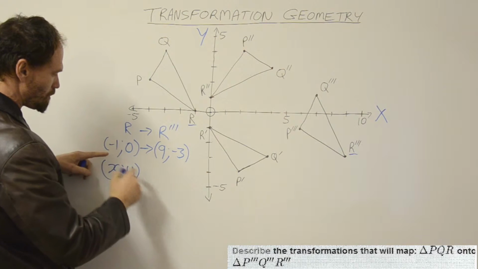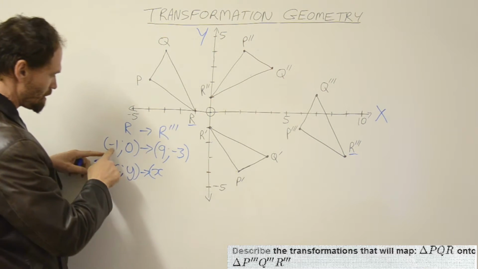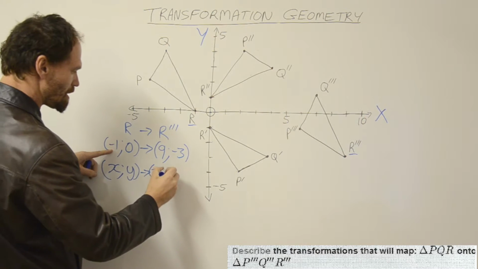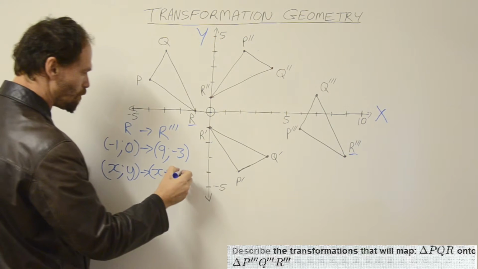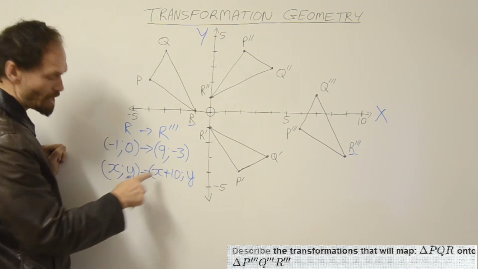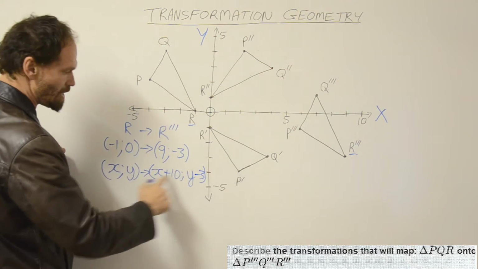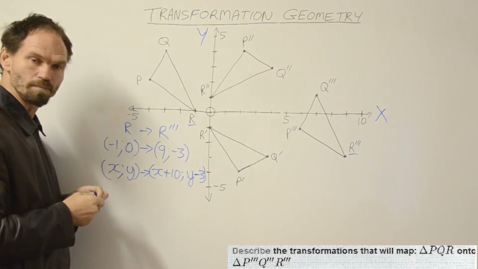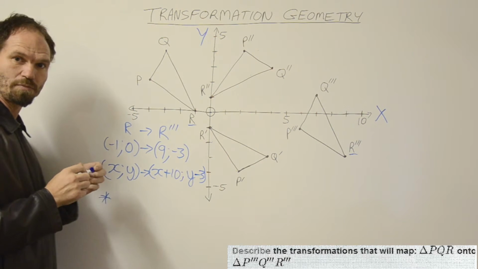So what did I do with my x? What happens there? I have an input x, -1 to 9, how do I get there? I just add 10. How do I get from y value of 0 to -3? I go y minus 3. And that there is my general rule. Which now immediately leads me to my description of this.